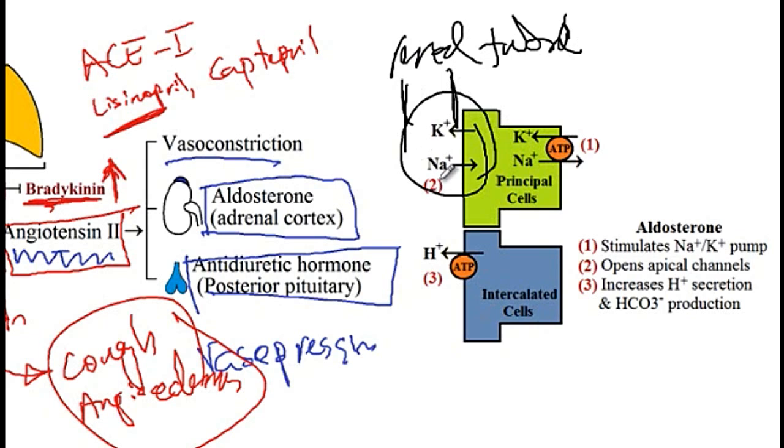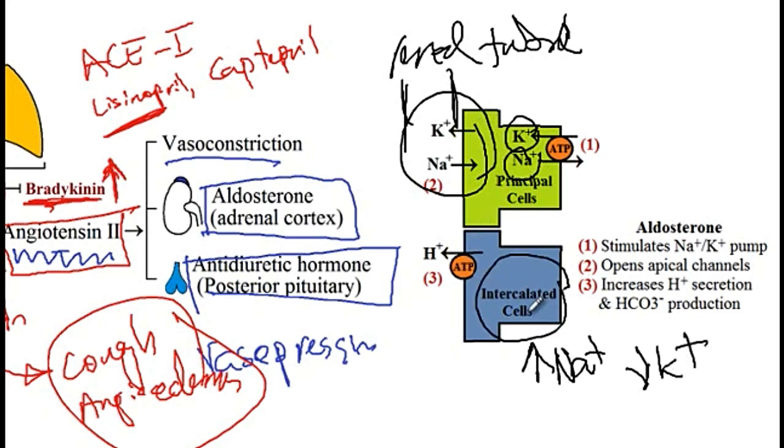while it induces the absorption of the sodium. And then it works on the sodium-potassium channel to further induce the absorption of sodium while it causes secretion of the potassium. So therefore, it would increase sodium concentration while it decreases the potassium concentration. Finally, aldosterone works on the intercalated cells to induce the secretion of hydrogen and increase the production of HCO3 negative.